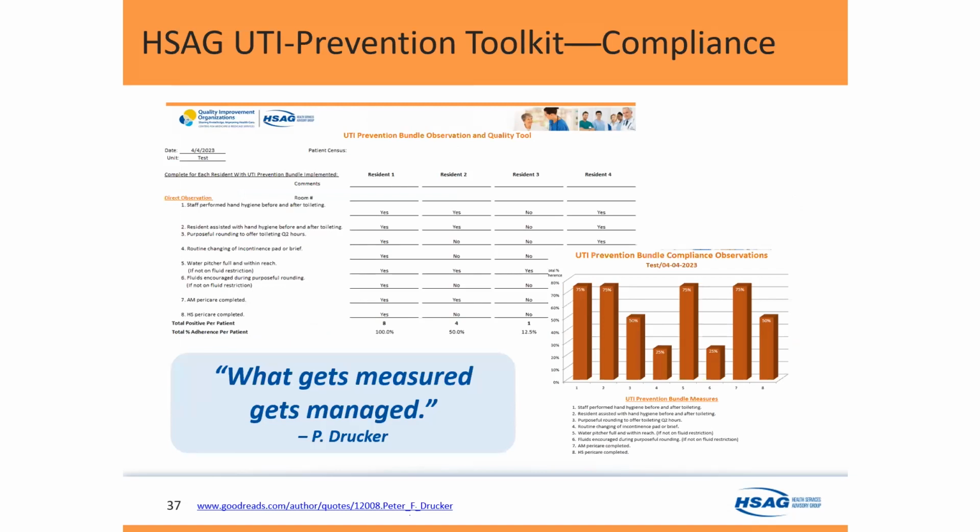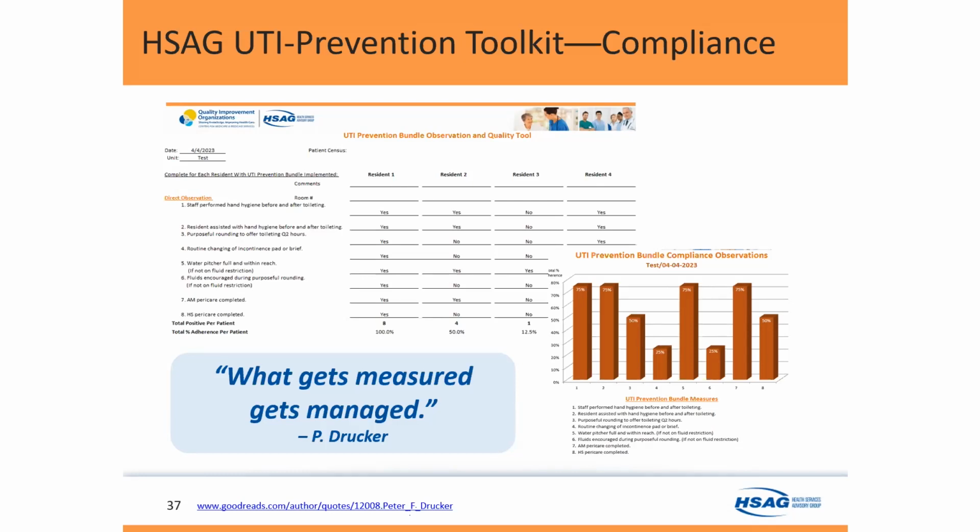Once that gets entered, we look at what we have here. Staff performed hand hygiene before and after toileting, yes or no. Did purposeful rounding, completed AMHS pericare. And then once we put those answers in there, if you look down at resident 1 at the bottom, you'll see total % adherence per patient. Then on the right, which you can't see on the slide, it will also give you the % of the measure. Then it automatically compiles that for you.